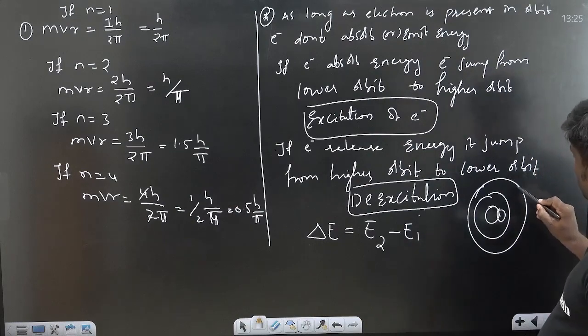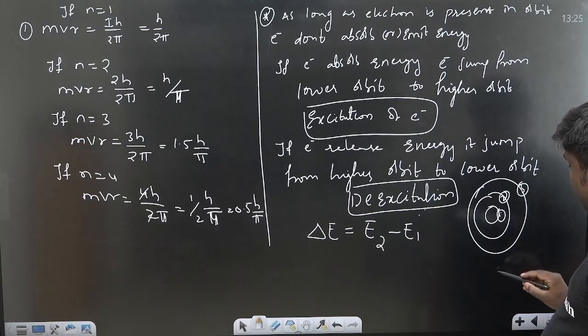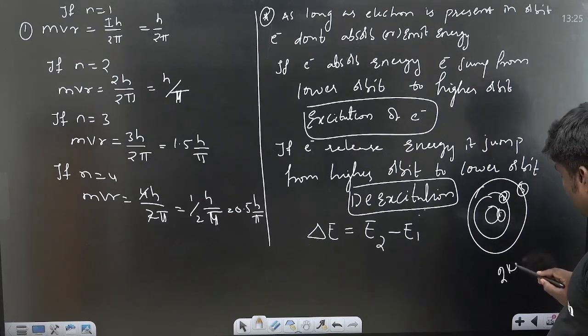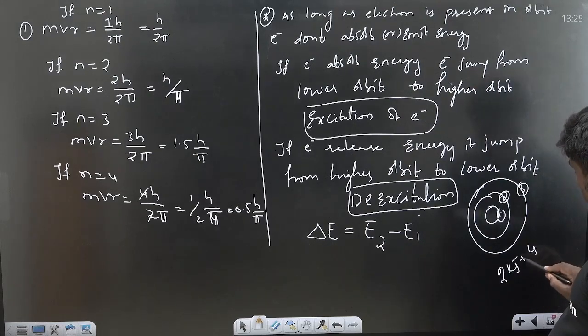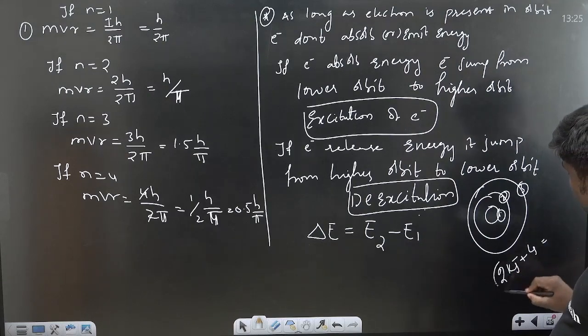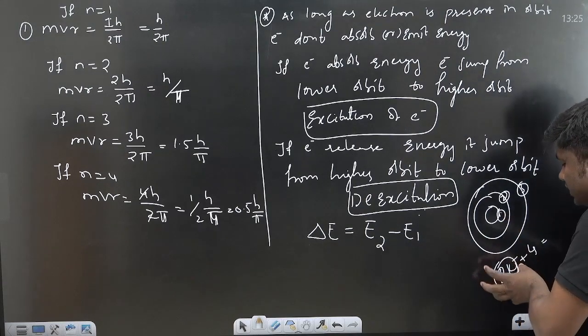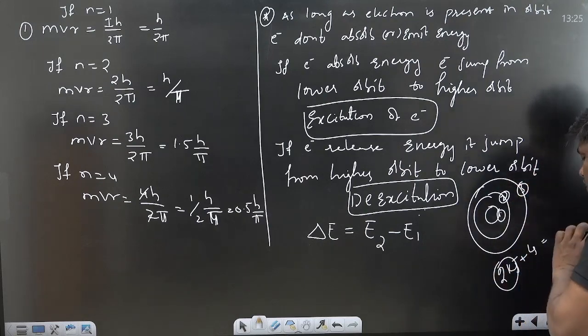It has to go to the third shell. So the electron absorbed energy. The electron had 2 kilojoules earlier, and now it absorbed energy, has 4 kilojoules, and went to the third shell. The electron present in the first shell has energy of 2 kilojoules; in the higher shell, the energy is 4 kilojoules.